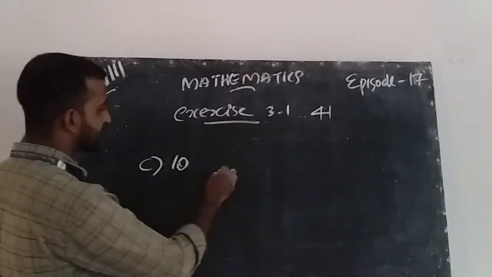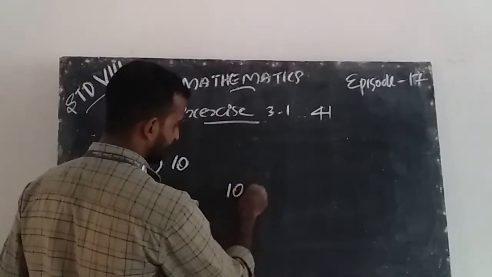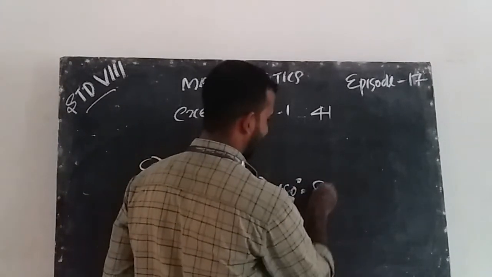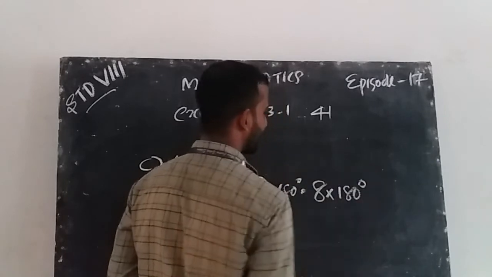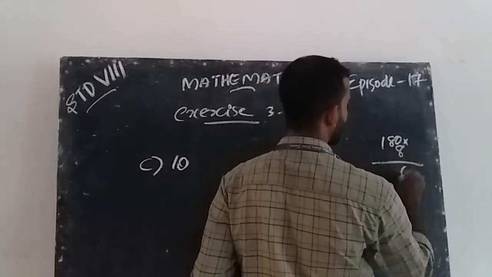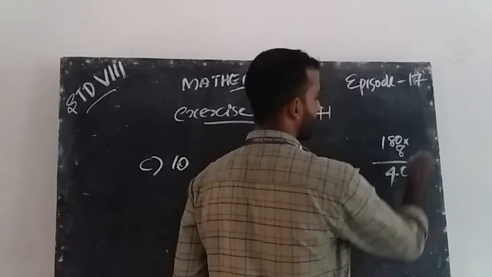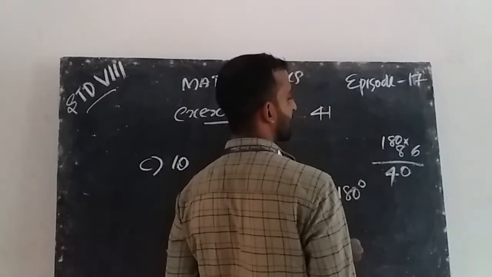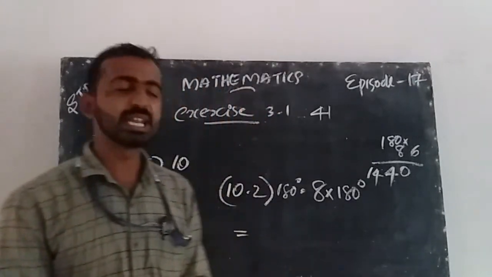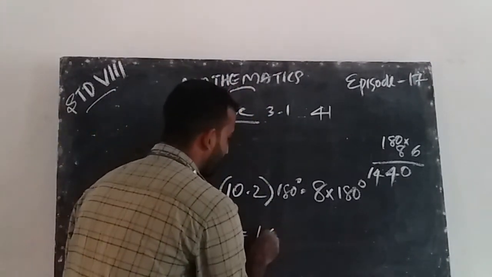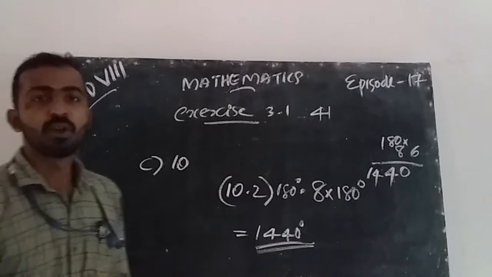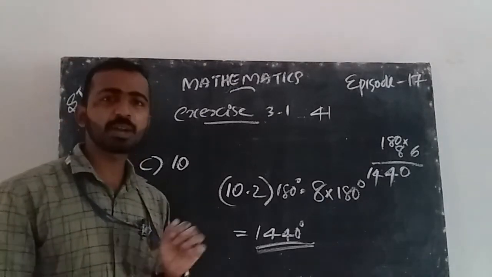10 sides. That is 10 minus 2 into 180 degree. That is 8 into 180 degree, that is 1440 degrees. That is 1440 degrees. At last, what about in general?